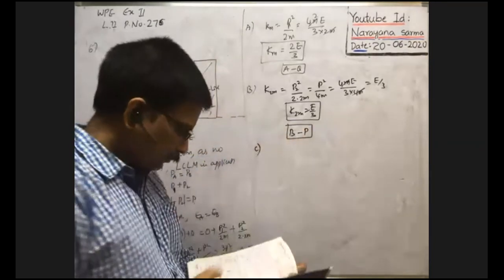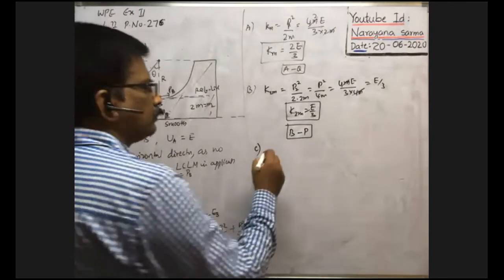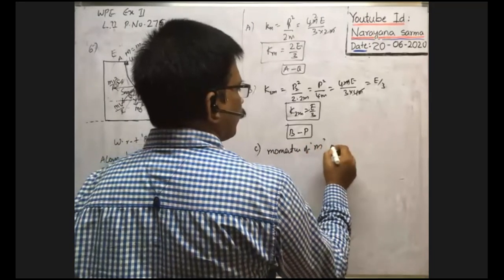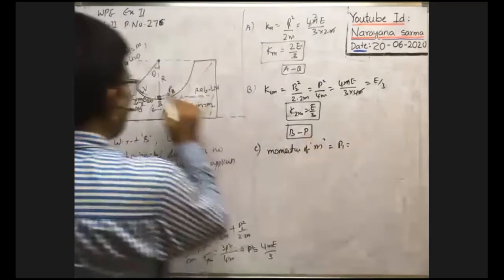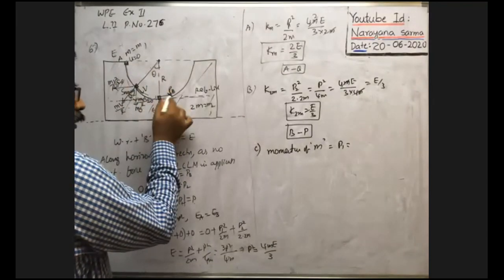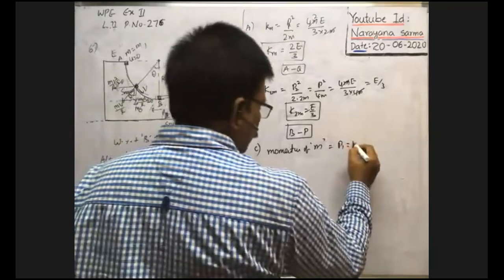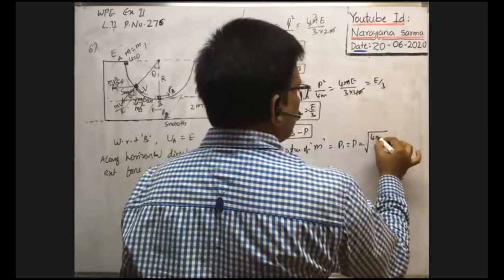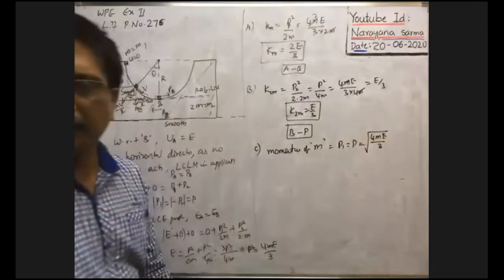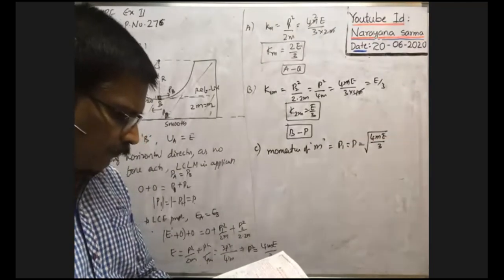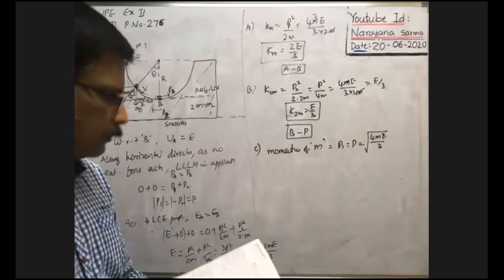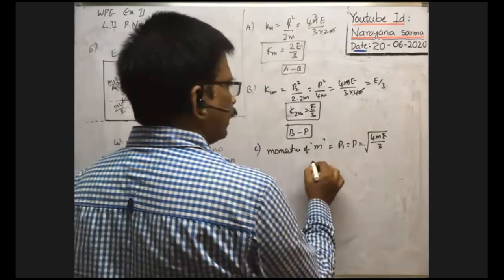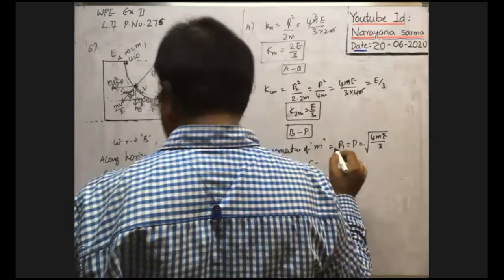Next C. Momentum of small m is P1. Whenever this particle reaches the point here, momentum of small particle we imagine as P1. P1 is equal to P only. What is P? Already from this, P squared is equal to 4me by 3, so P means root of 4me by 3. So here C matches root 4me by 3, which means R.